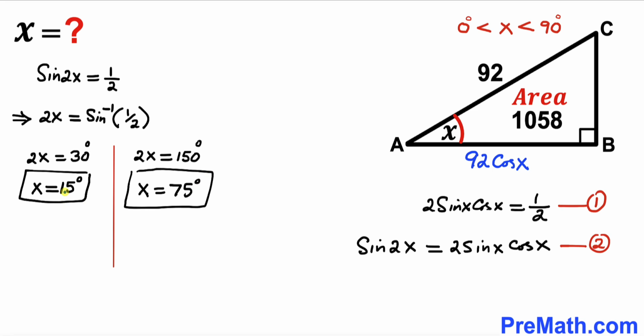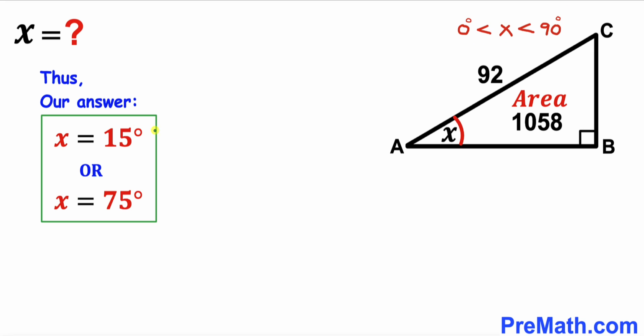Now let's make an observation. We can see our x values are 15 degrees and 75 degrees, and they are within the range between 0 degrees and 90 degrees. So our possible angle x values turn out to be 15 degrees or 75 degrees. And that's our final answer.